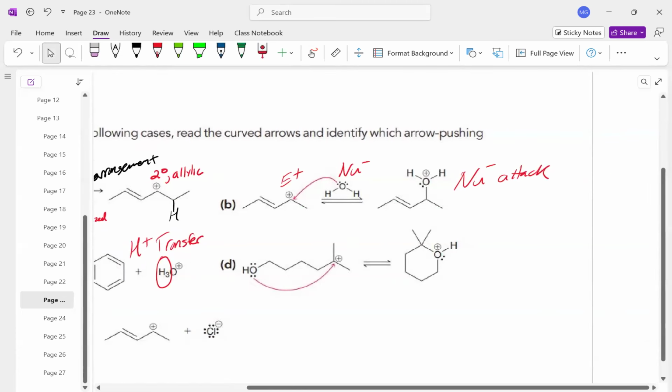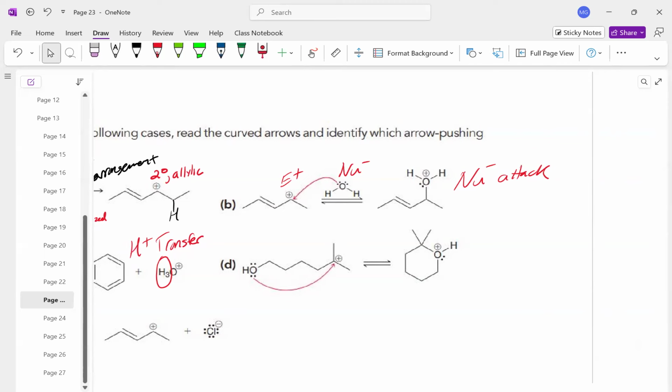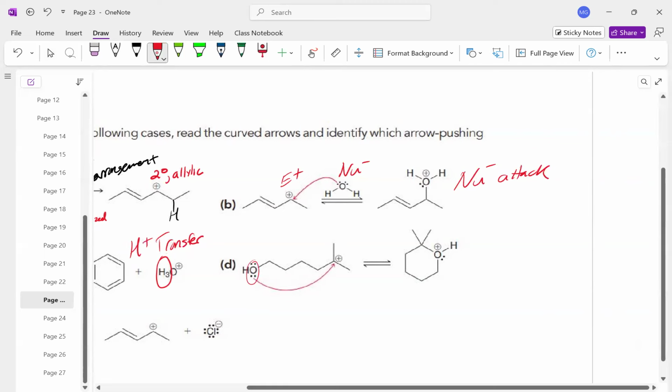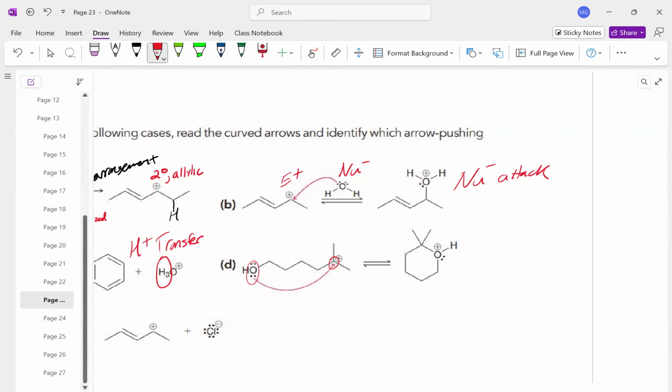Now let's look at D. Okay, what is that arrow describing? Well, I'm making a bond from this oxygen to this carbon. So what does that oxygen look like? That oxygen looks like a nucleophile. And that carbocation is a great electrophile. This is just a nucleophilic attack.